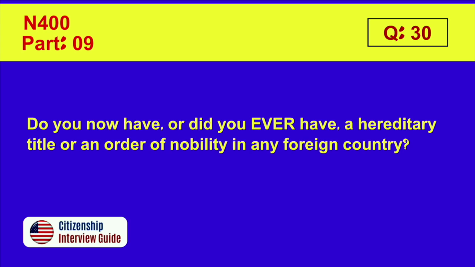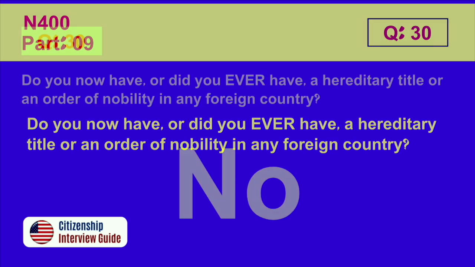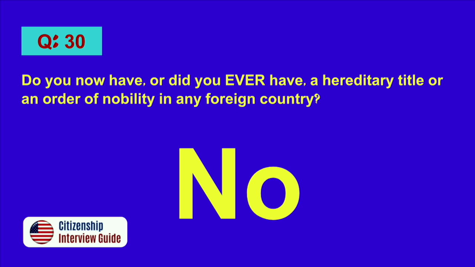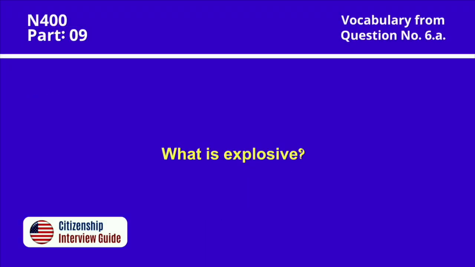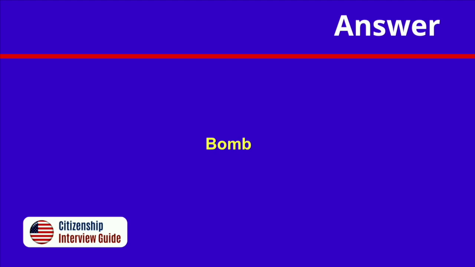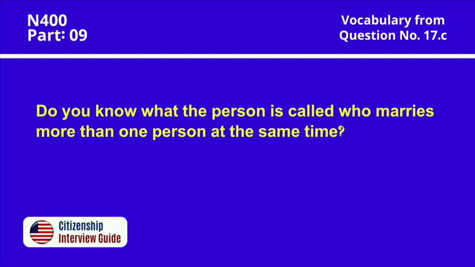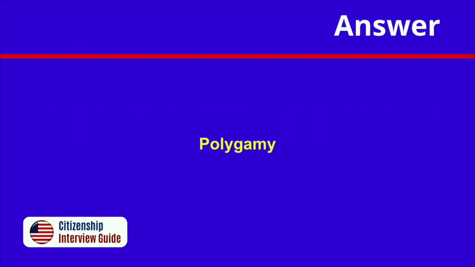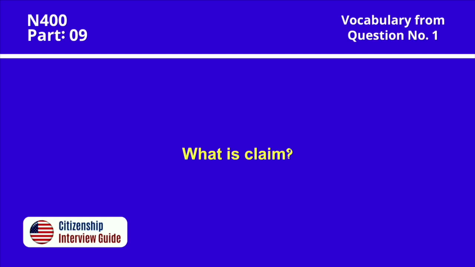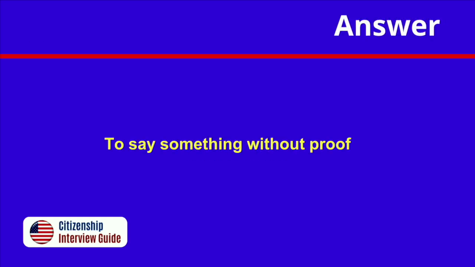Do you now have, or did you ever have a hereditary title or an order of nobility in any foreign country? No. What is explosive? Bomb. Do you know what the person is called who marries more than one person at the same time? Polygamy. What is claim? To say something without proof.